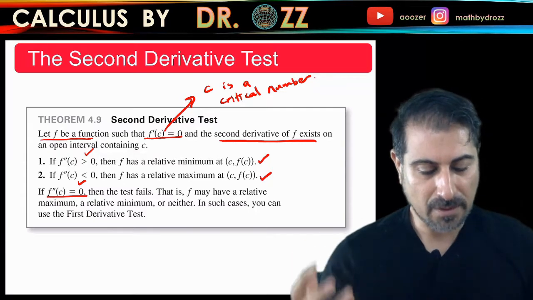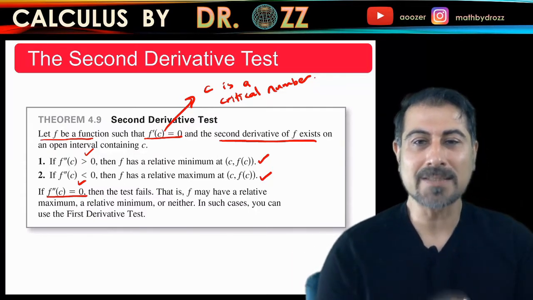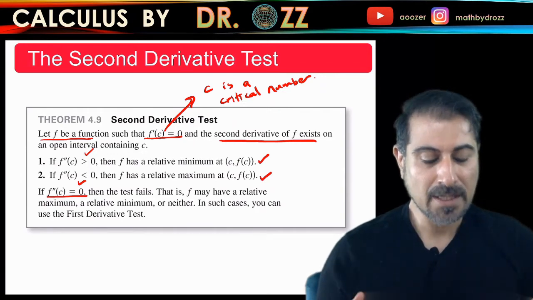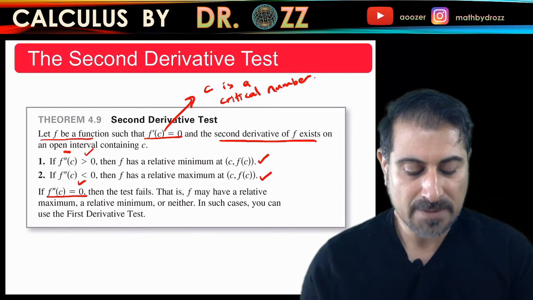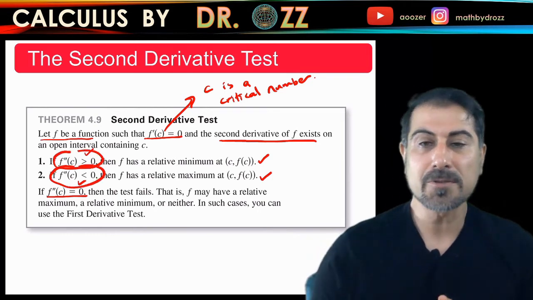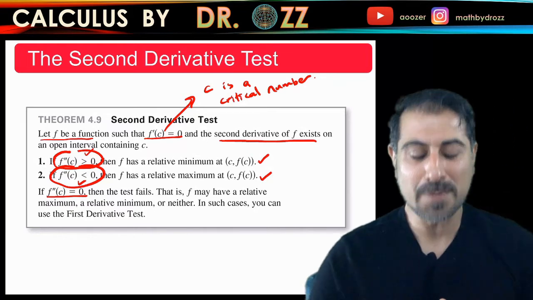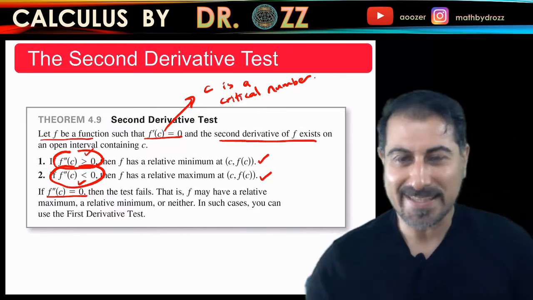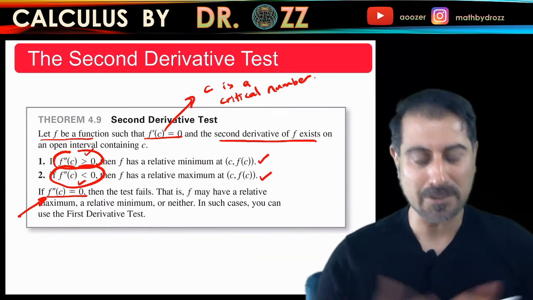But this is an awesome test, in fact. Once you pinpoint a critical point to test whether it produces a relative minimum or maximum, all you're going to do is substitute C into f double prime, and depending on the sign of that, you have either a relative maximum or minimum. And the unfortunate case is f double prime at C equals 0, then this test is inconclusive, as I just mentioned.